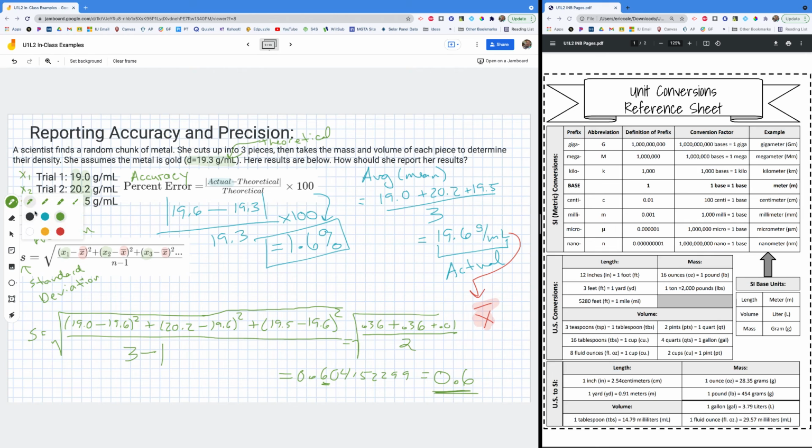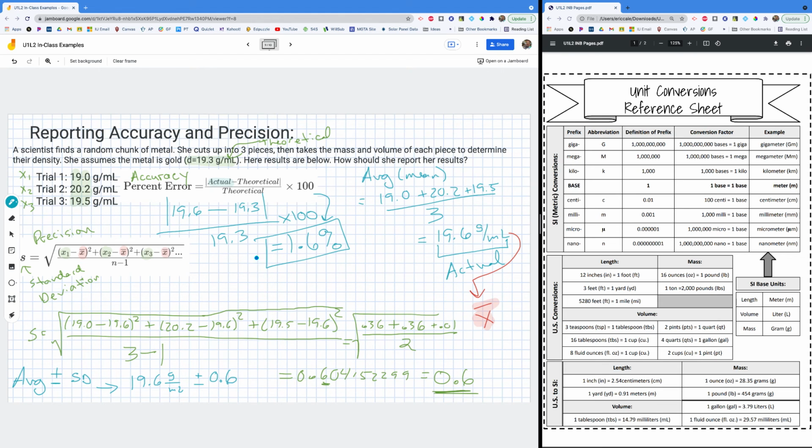Great question. All we do to report this answer is write the average plus or minus the standard deviation. So I'm going to report this answer as 19.6 grams per milliliter plus or minus 0.6.